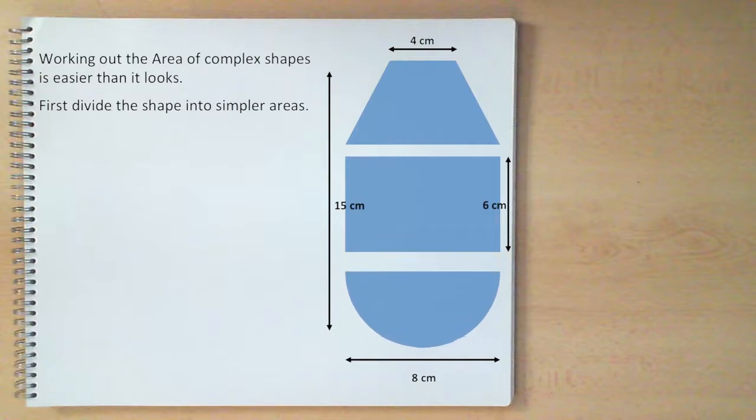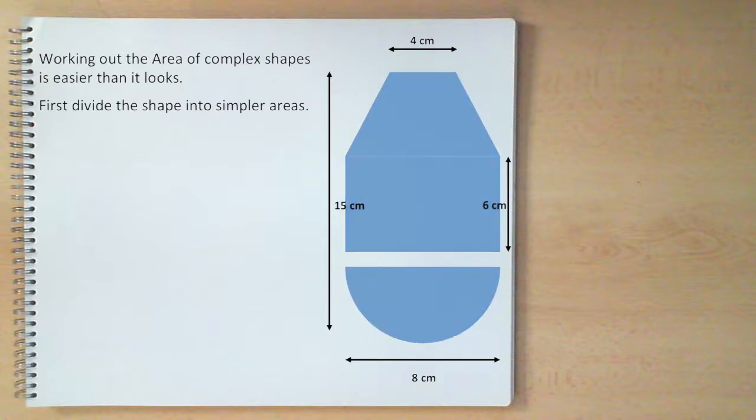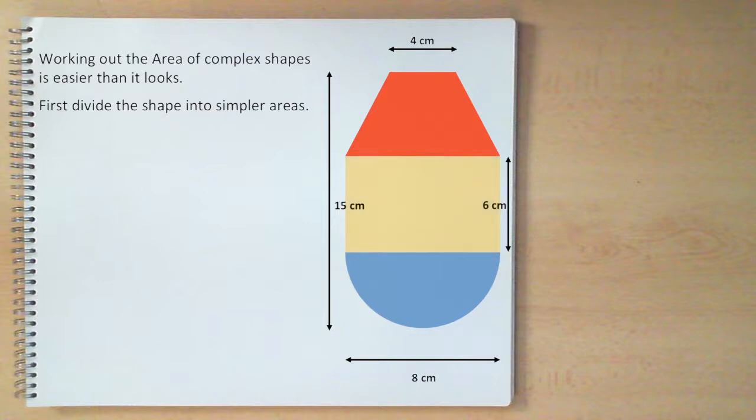There's a trapezium at the top, there's a rectangle in the middle, and there's a semicircle at the bottom. And we've got enough information in terms of the lengths and widths of those things to work out all of the areas. So let's drop them back together. We'll colour them so that we can see the different bits, and then we'll work out the areas of the individual parts. So first of all, onto the semicircle at the bottom.